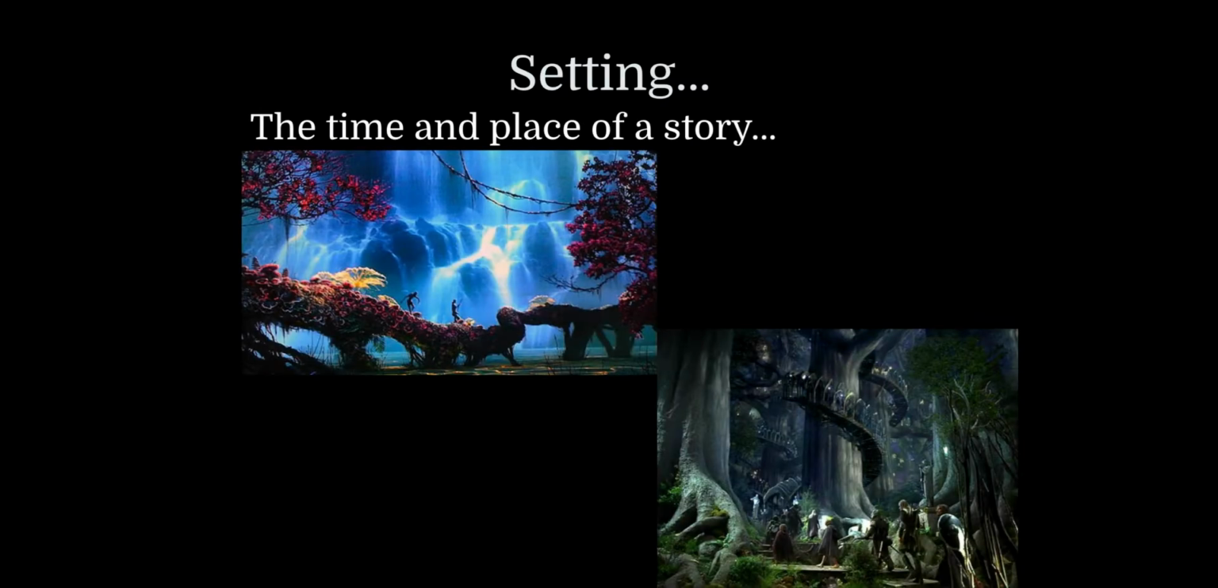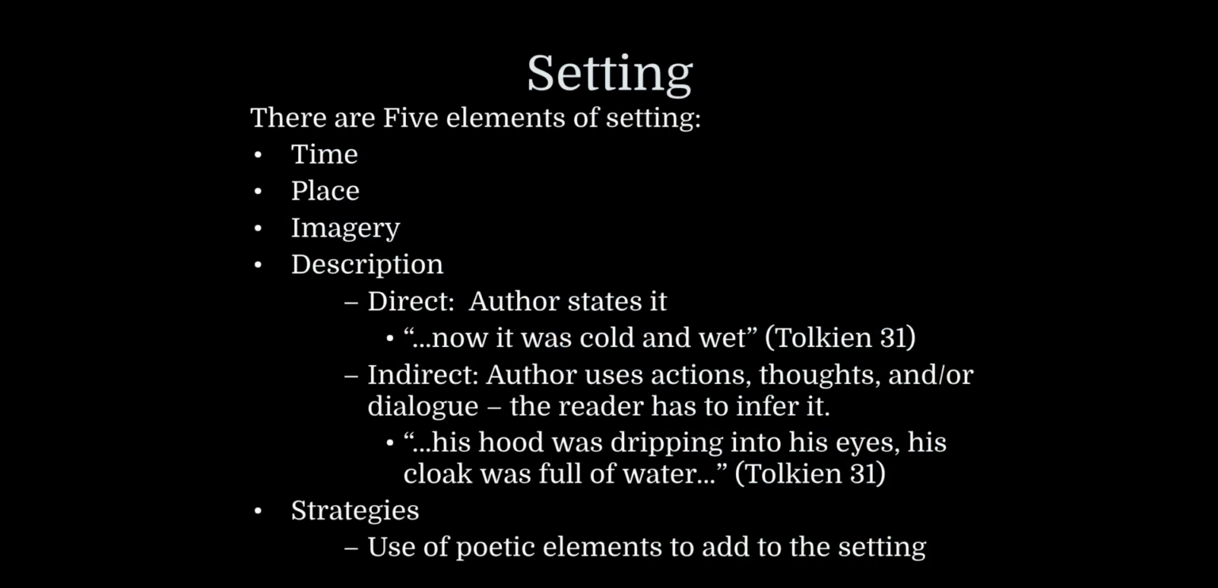The setting of a story is the time and place where the story is set. Very simple, very straightforward. The 5 elements of any setting are time, place, the imagery used to establish the setting, and description. There are always 2 types of description.